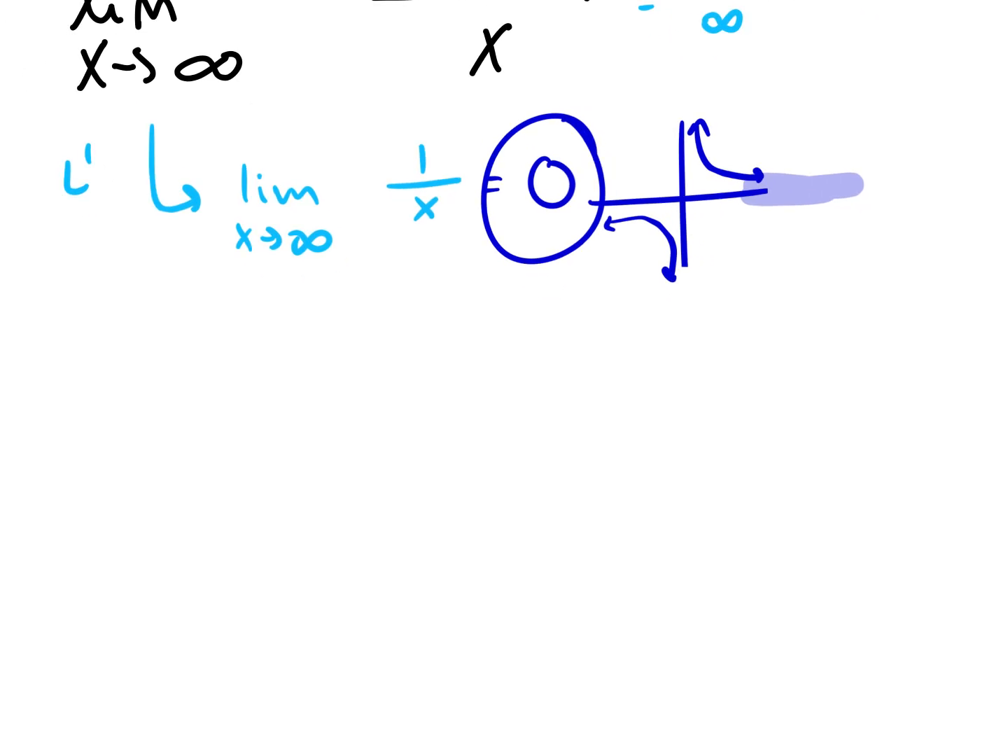So just as a general rule, if we have a constant over infinity, this will give us 0. So any constant over infinity will equal 0.